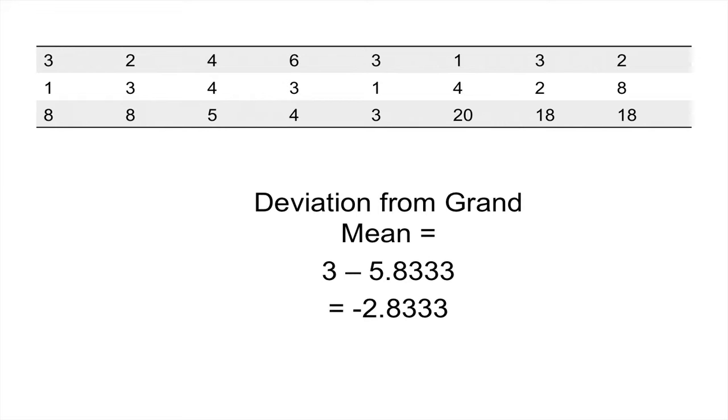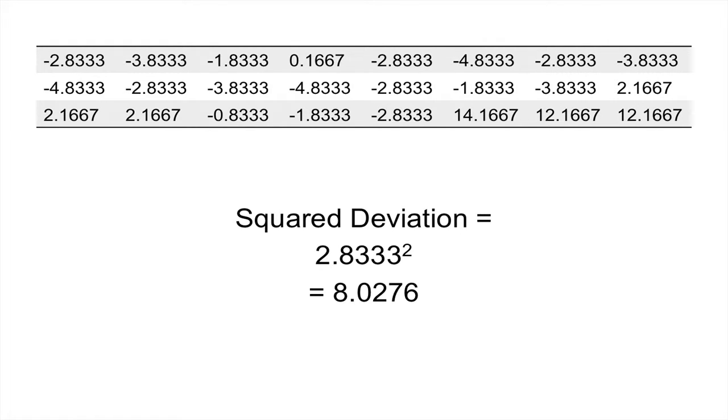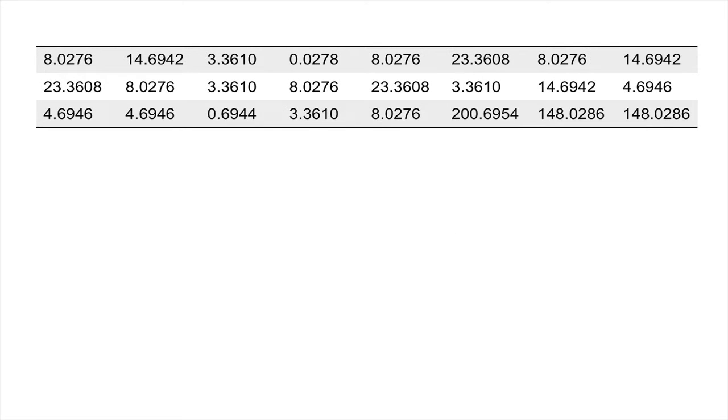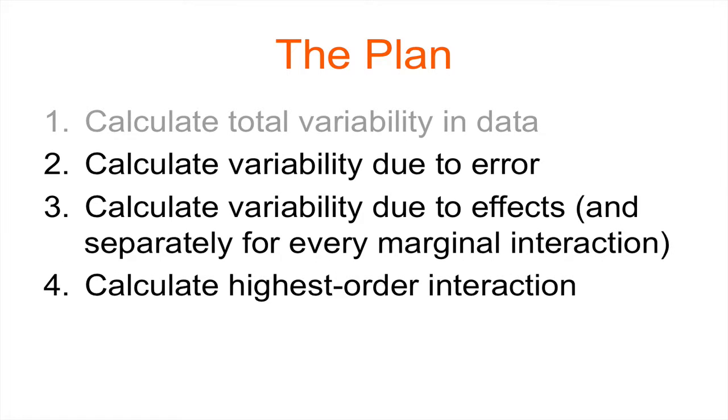We saw in previous videos that that gives us some negative numbers, as we see, so we need to square those values to get rid of the negative numbers so they don't cancel each other out. Once we've applied that to all our values, we can just add all those numbers up, and we get 698.662. That's the total variability to be explained in our study. Now we can calculate the total variability due to error.